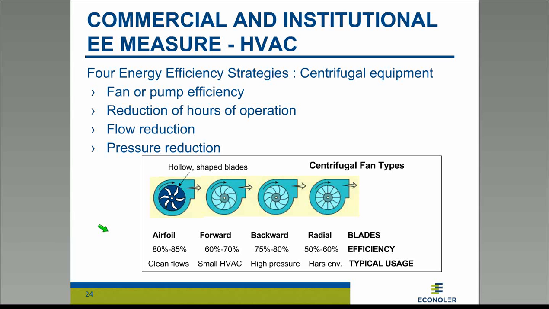In HVAC systems, there are mainly four energy strategies for centrifugal equipment. Here I will present the fan, but pump operation is quite similar. First, you can work directly on the fan or pump efficiency. On the square here, we have a representation of various types of centrifugal fans that can be found in the market. This one is the least efficient, the radial one.